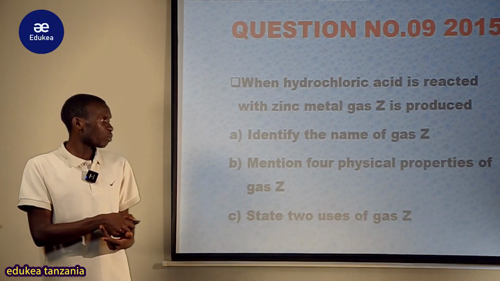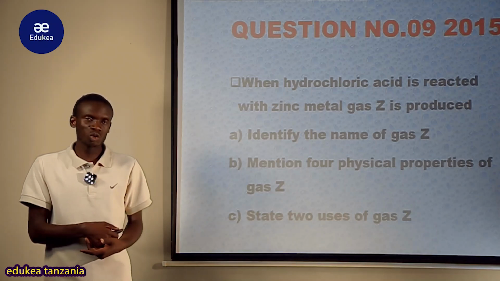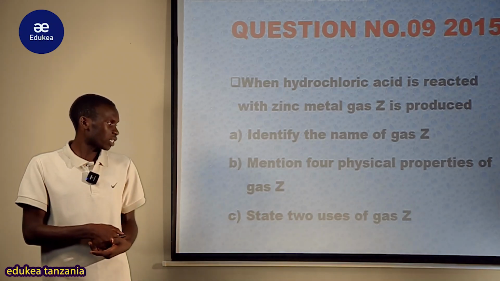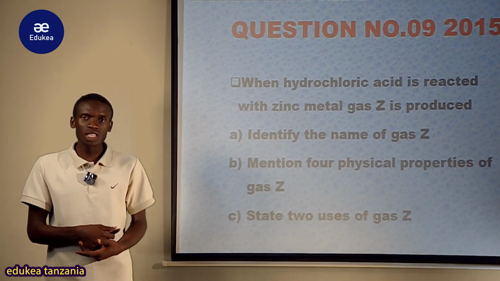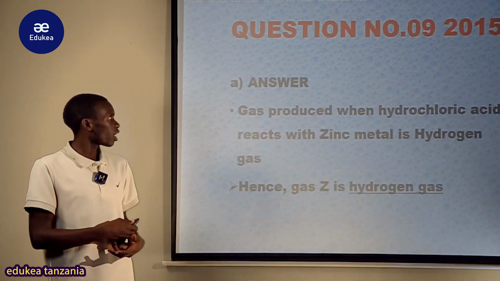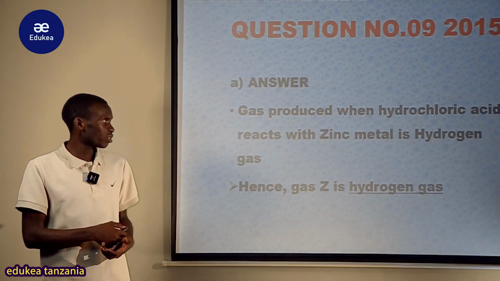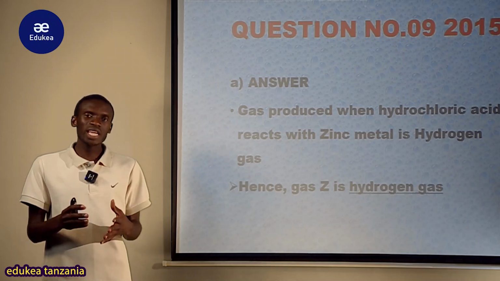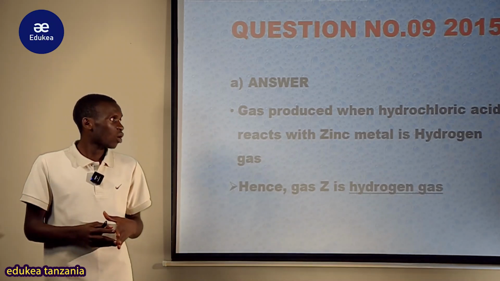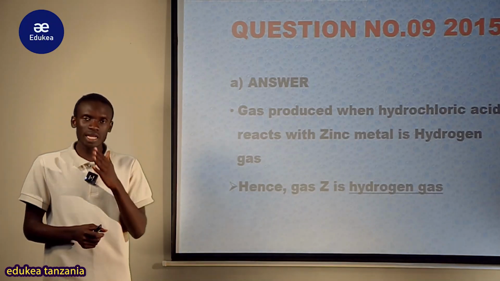And mention 4 physical properties of gas Z and state 2 uses of gas Z. Kwa hiyo inatakiwa utoe physical properties pamoja na uses za hiyo gas Z. So let's see the answer. We say gas produced when hydrochloric acid reacts with zinc metal is hydrogen gas. So hydrogen gas is the gas that is produced when zinc metal reacts with hydrochloric acid.